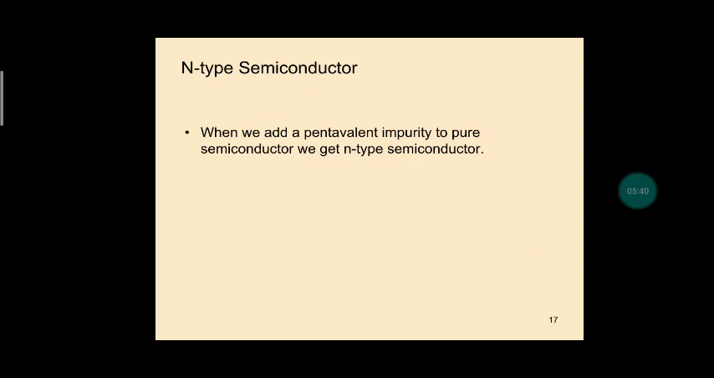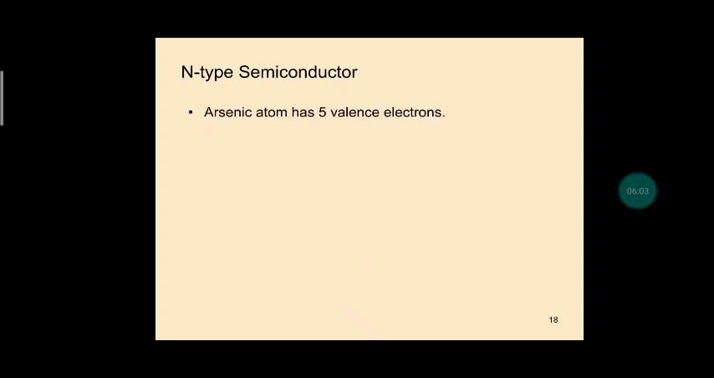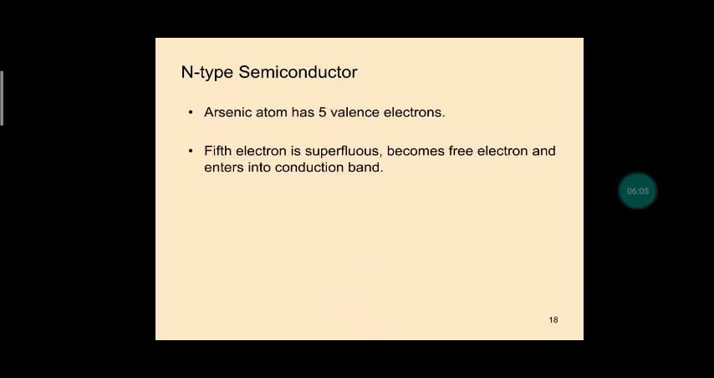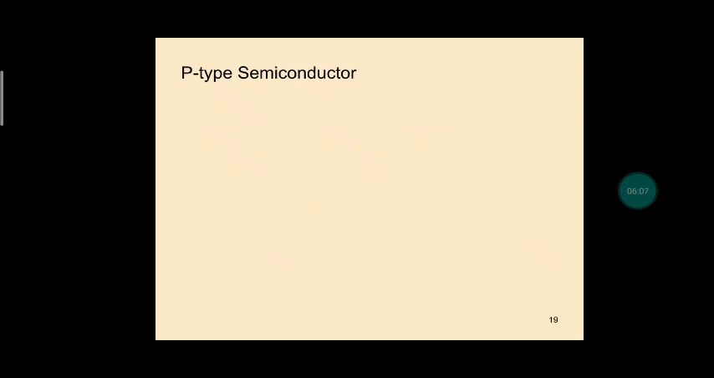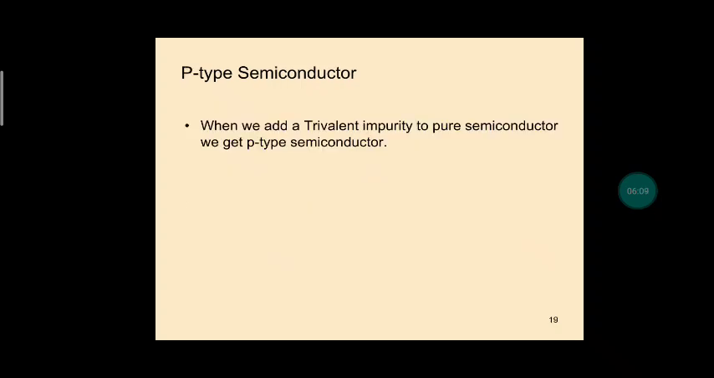Now, n-type semiconductor. Pentavalent impurities are added to the semiconductor. The pure form of silicon is shown in the figure. Then arsenic is the pentavalent impurity added to the silicon. Arsenic has 5 valence electrons. These impurities are added to the pure form of semiconductor.